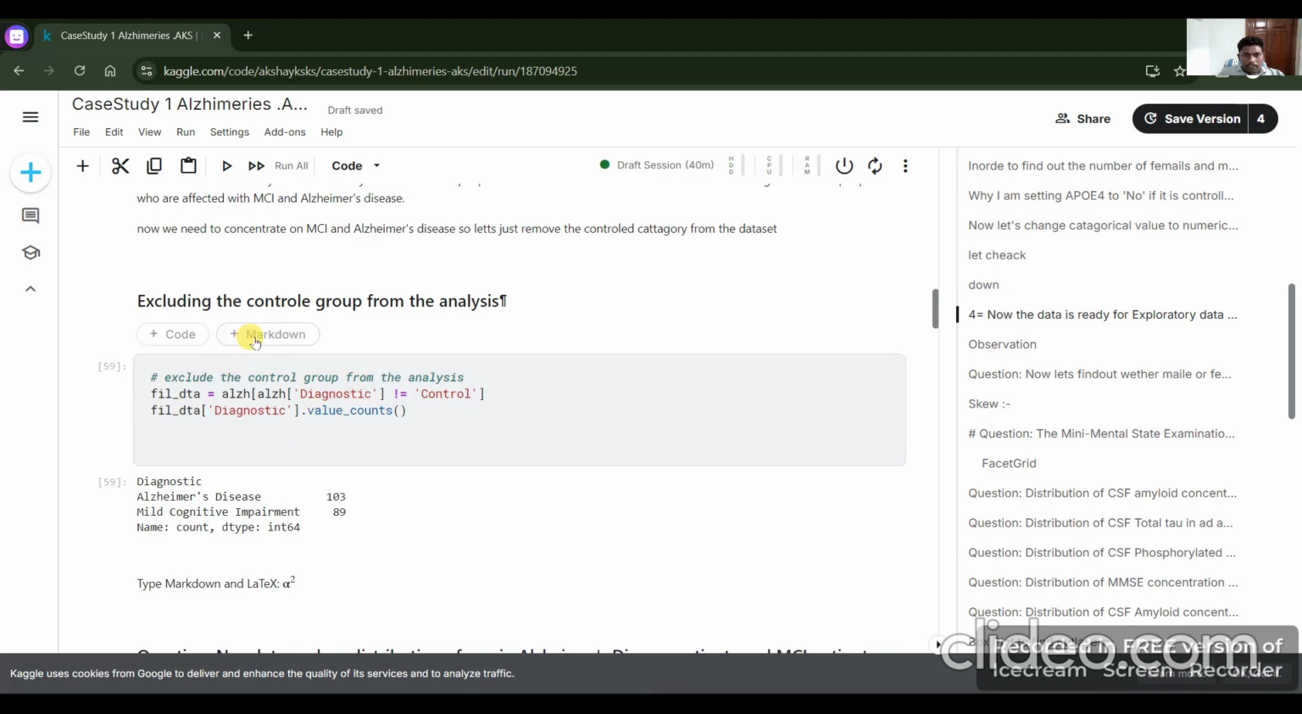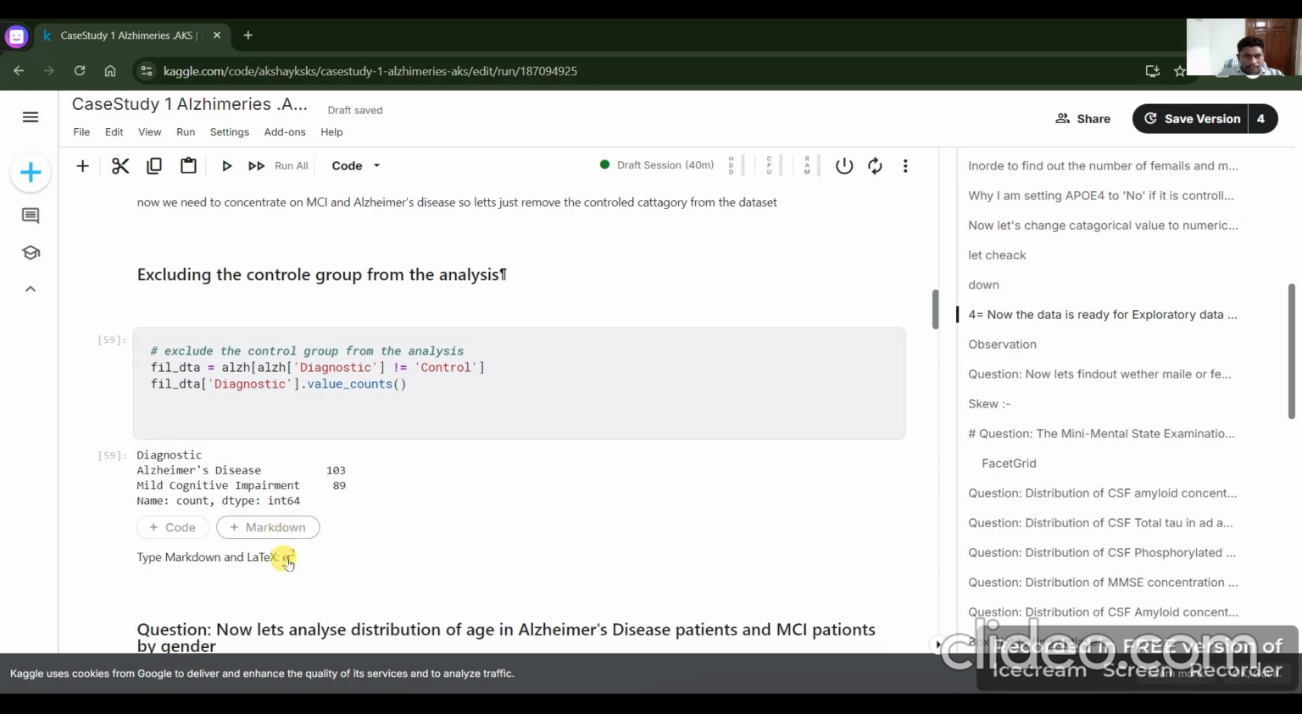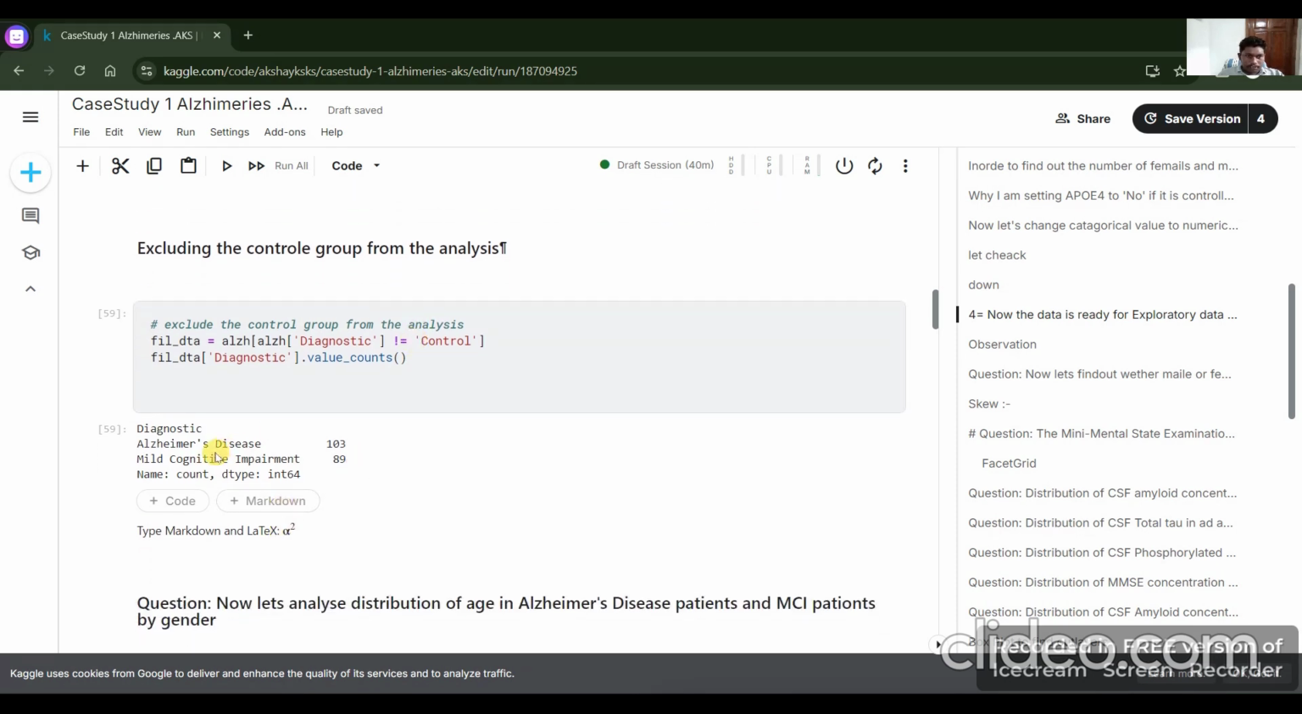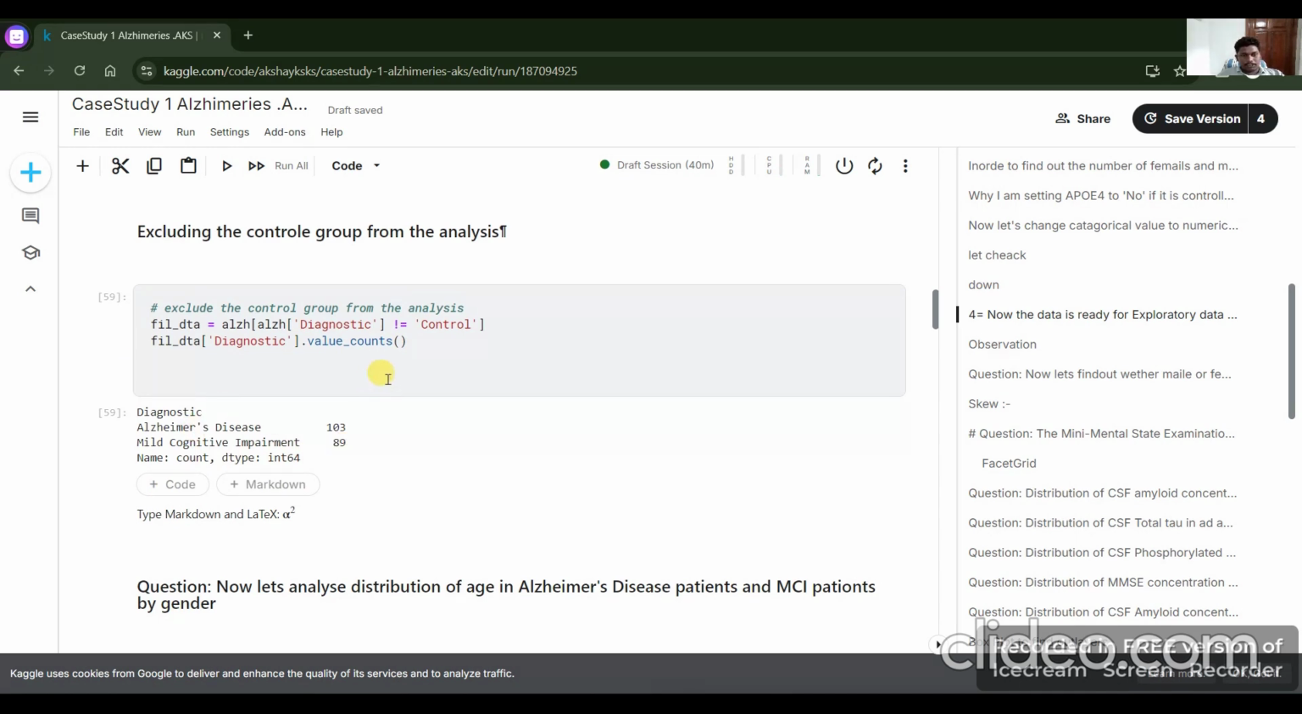Excluding the control group from the analysis, filtering the data, diagnostics not equal to control. The diagnostic value counts are Alzheimer's disease 103 and MCI 89. After removing the control, the data has Alzheimer's values and MCI values. We can see 103 Alzheimer's and 89 MCI.